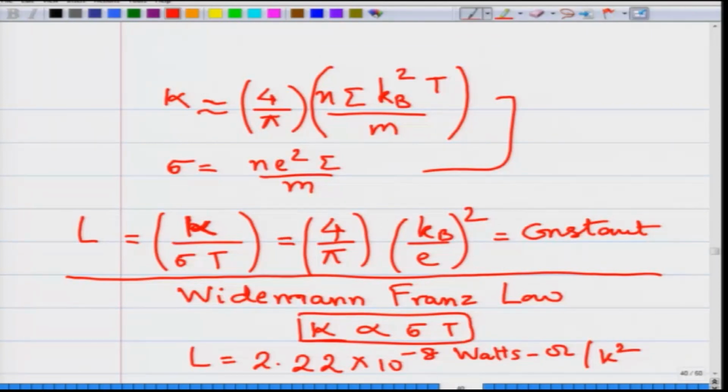So, this is an important property of the Wiedemann-Franz law, that materials which have high electrical conductivity would also have high thermal conductivity. If you are maintaining them at the same temperature T, then materials which have reasonably high electrical conductivity would also show up with high thermal conductivity.